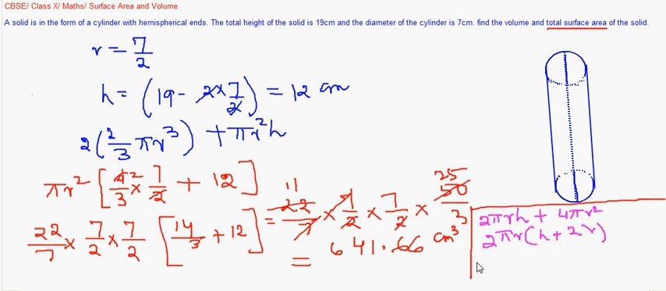Now substituting this with 2 into 22/7 into r is calculated 7/2. We know height of this cylinder is 12 and the radius for the hemisphere remains same with 7 upon 2. If that is calculated, we get the surface area to be 418 centimeter square. I hope you followed it.